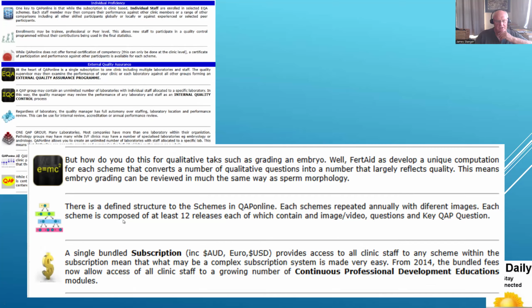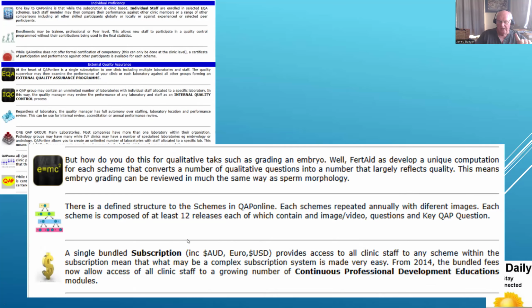Each scheme has a defined structure in QAP Online. Each scheme repeats annually with different images. I've got a spelling mistake there that, by the way, has been there since 2003. Go figure. Each scheme is composed of at least 12 releases, each of which contains an image or an embryo, and questions, and always a key QAP question. So there's one single subscription.